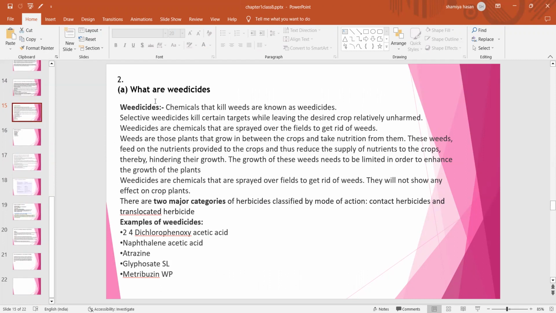What are weedicides? Chemicals that kill weeds are known as weedicides. Selective weedicides kill certain targets while leaving the desired crop relatively unharmed. Weedicides are chemicals that are sprayed over the fields to get rid of weeds. Weeds are those plants that grow in between the crops and take nutrition from them.